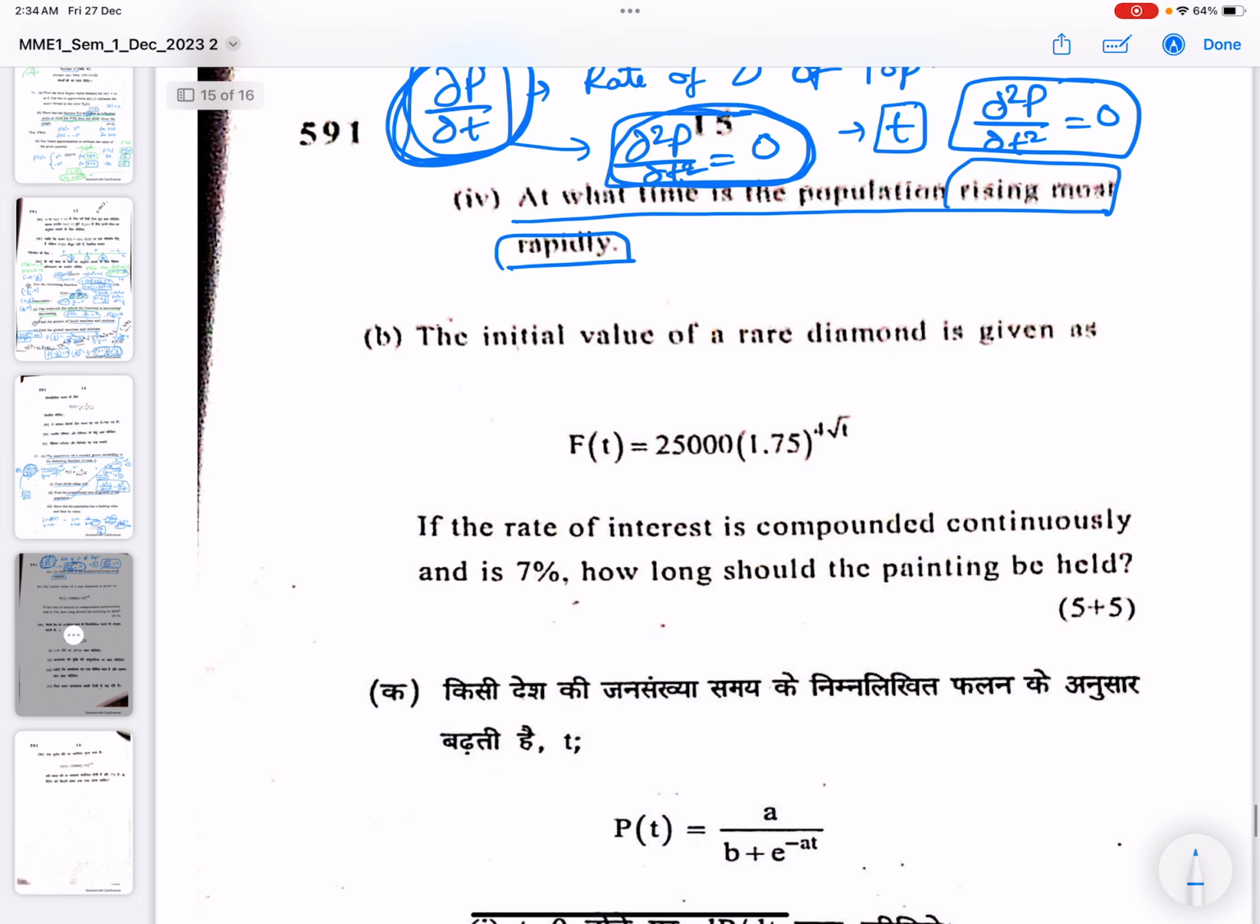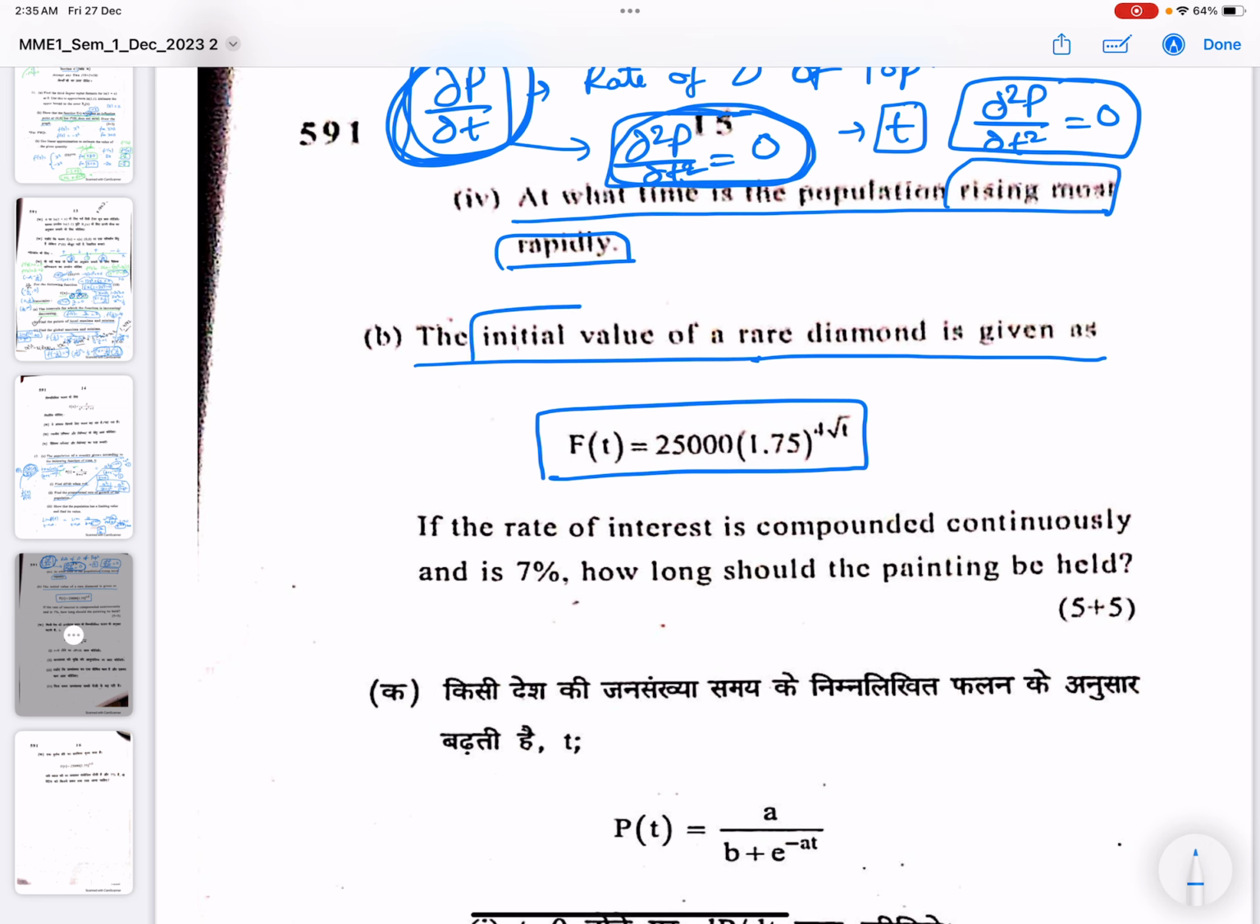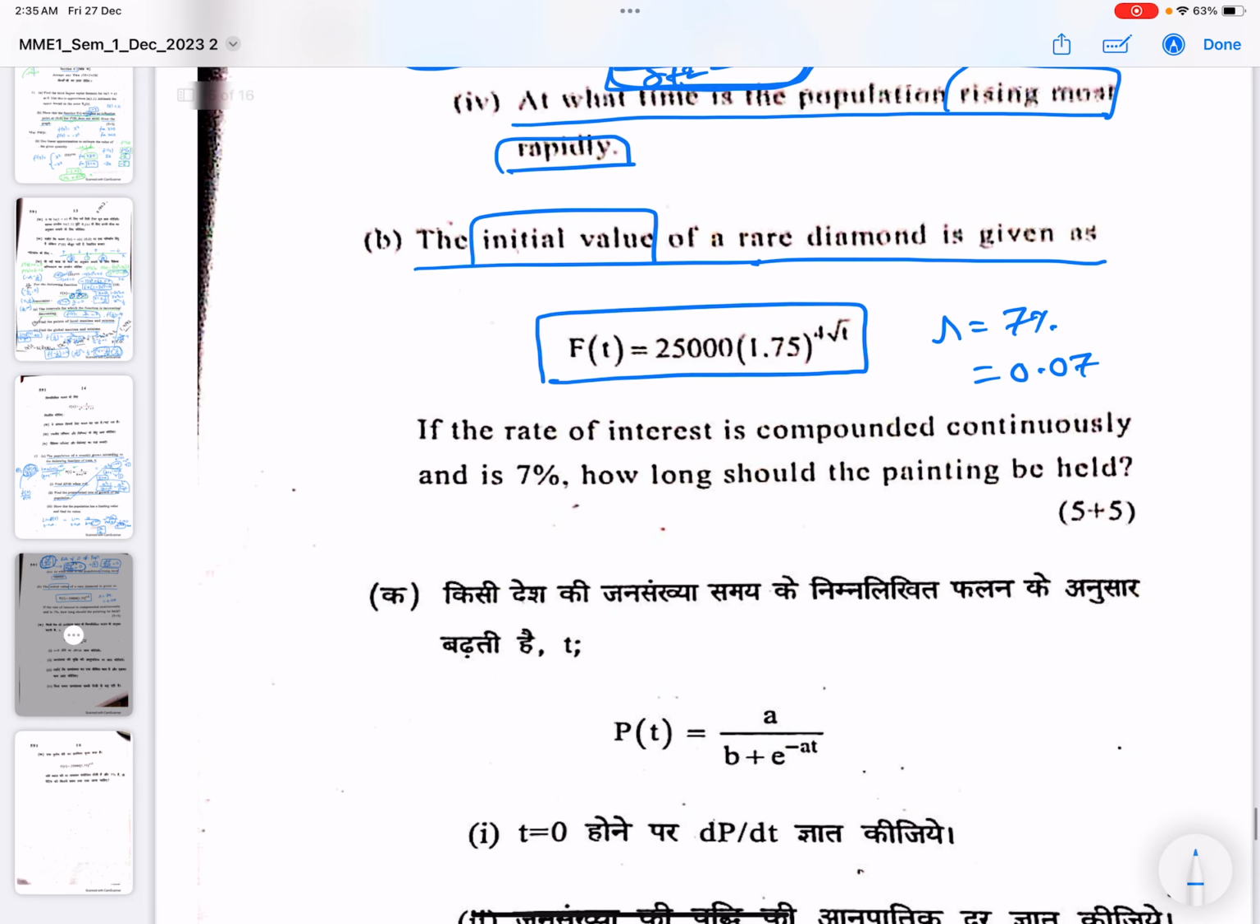Now coming to the last part, the initial value of a rare diamond is given as f(t) equals this. Now if the interest rate is compounded continuously and it is 7%, so what we know is that the interest rate is 7%, which can be written as 0.07. How long should the rare diamond be held?